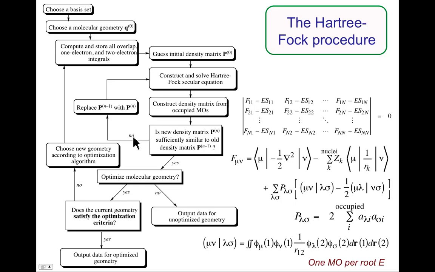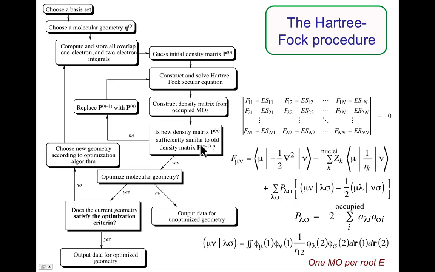And if the answer is no, and it usually won't be on the first try, well, replace that old density matrix. Sorry, here's the old density matrix. Replace it with the new one. So none of the values of the integrals change, right? I've still got all the same basis functions, and they're still at all the same positions. The only thing that's changed is I have these new values of P. But because those new values of P will affect every Fock matrix element, I have to recompute the values of E that satisfy the secular determinantal equation. With those new values of E, I'll get new molecular orbital coefficients, and I go through the process again.